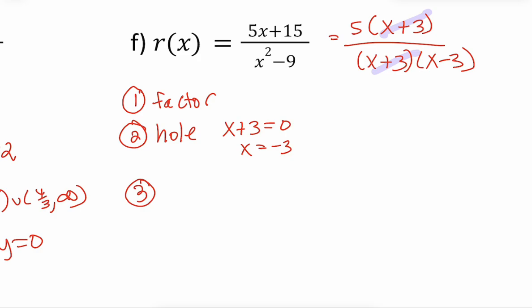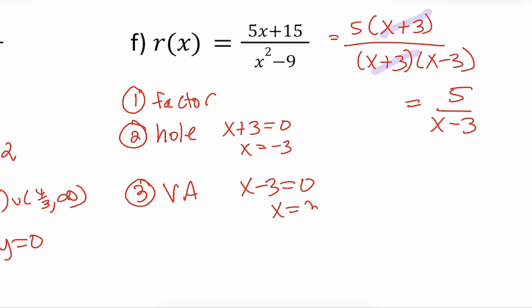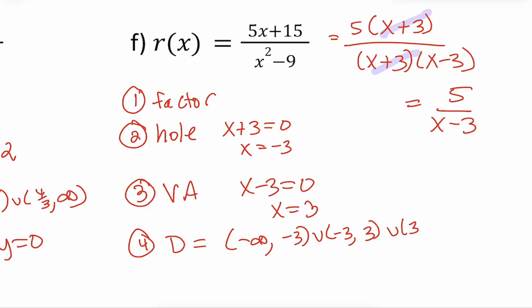Third thing we do is we use the reduced form for the rest of the problem. This is a reciprocal function that's moved to the right 3 and stretched a little bit. We should know what this looks like. It's got a little hole, but don't worry about that. For our vertical asymptote, set our remaining factor equal to 0. X minus 3 equals 0 at positive 3. So our domain, we have skipped negative 3 and we have skipped positive 3. So that is our domain.